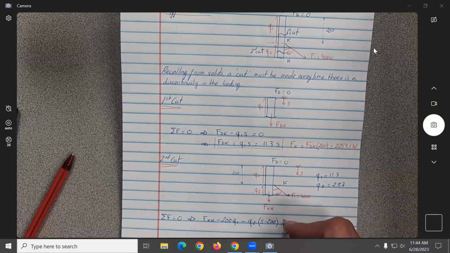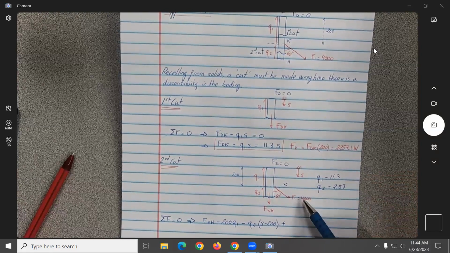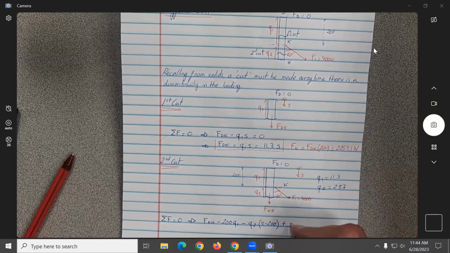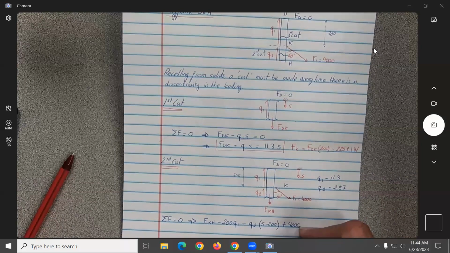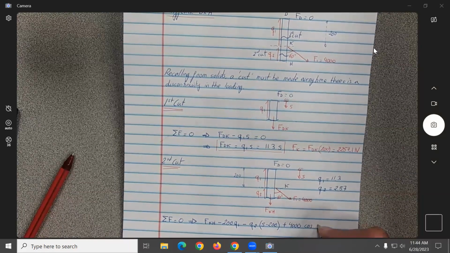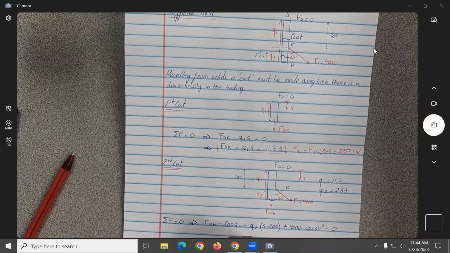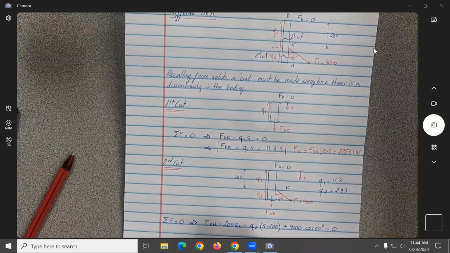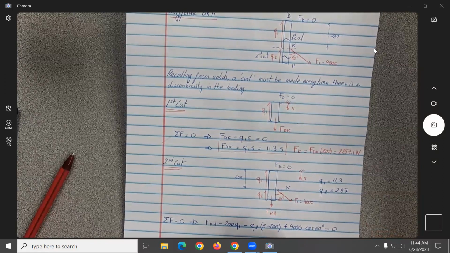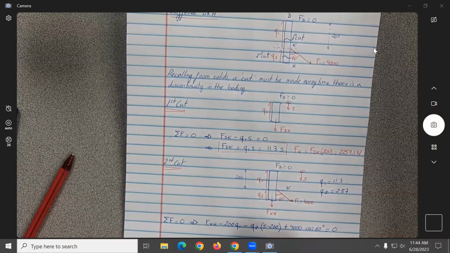Now we need to look at the component of the force 4,000 acting along the member. So what will that force be? 4,000 cosine or sine? Cosine 60, correct. Cosine 60. And this will be equal to 0. So now if we solve that equation, with a bit of algebra, we get F KH equal to minus 2.5709 times S plus 771.28.